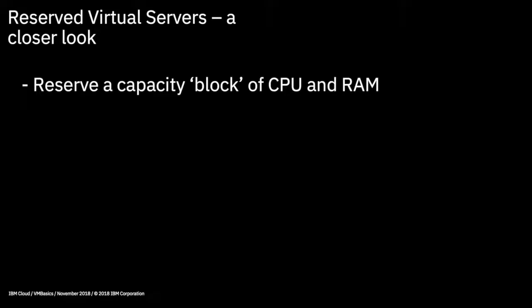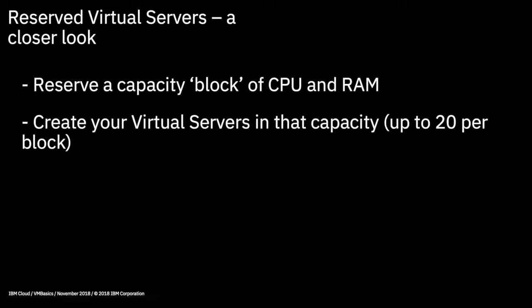Looking a bit closer at how that works, the first step is that you reserve a capacity block, and this is a chunk of CPU and RAM. The way that you work out the size of the reserved capacity block is to determine the size of the virtual servers that you want to create and multiply that by the number of virtual servers that you need, up to 20 virtual servers. So at the moment, each virtual server that you provision in the reserved capacity will have the same CPU and RAM configuration, though this may change in the future, but you can create multiple reserved capacity blocks, each sized for the different types of server that you have.